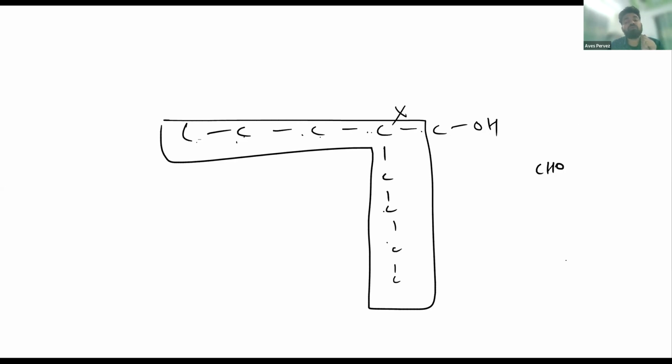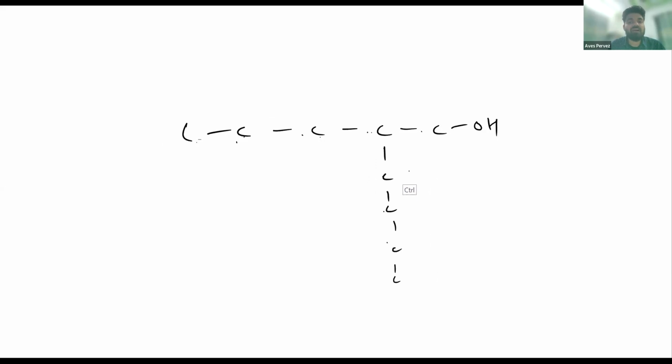Or if a functional group is not going to have its own carbon, like this alcohol doesn't have its own carbon, then we will say that the carbon with which the functional group is attached, like this carbon, with this carbon the alcohol is attached. So this carbon should be in the chain. This is not the right way to select the chain.